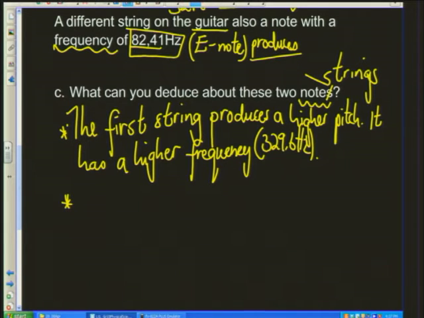So I can also say that the second string produces a lower pitch.